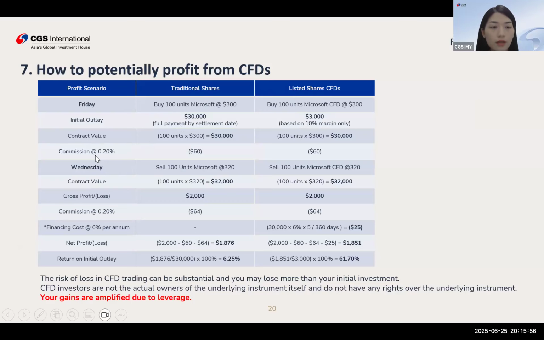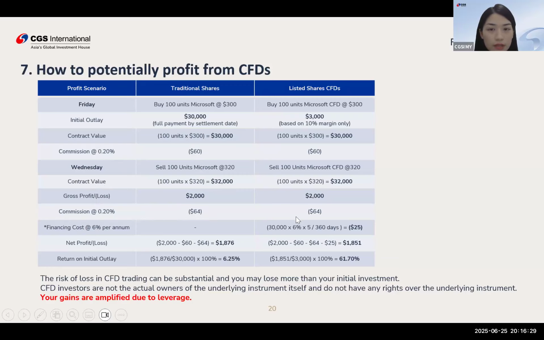Okay, and then the commission, assume that it is 0.2%. So you get 30,000 of the contract value times 0.2%. So both are the same, $60. And then for the contract value when you exit the position, it will be 32,000. And from that, 32,000 minus 30,000, you get $2,000 of gross profit. And this is the commission for your exit trade, $64.